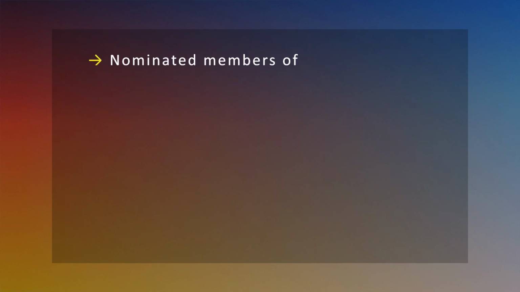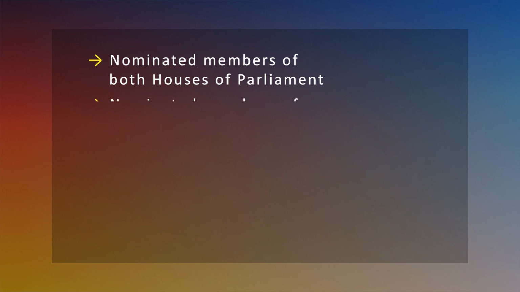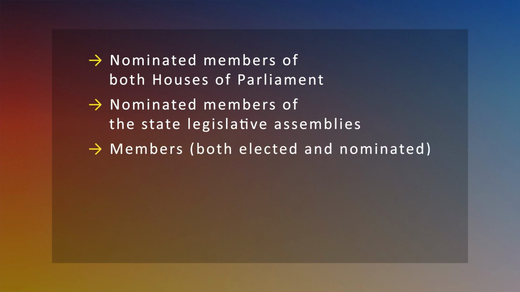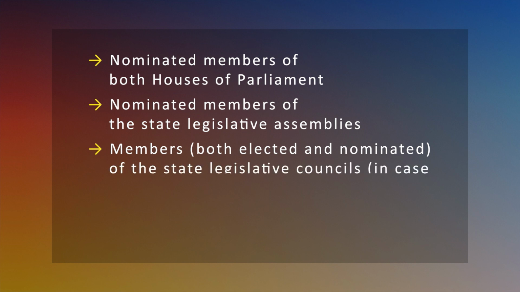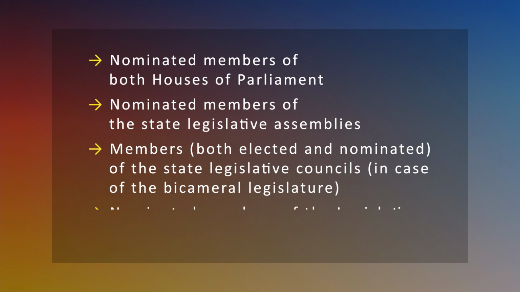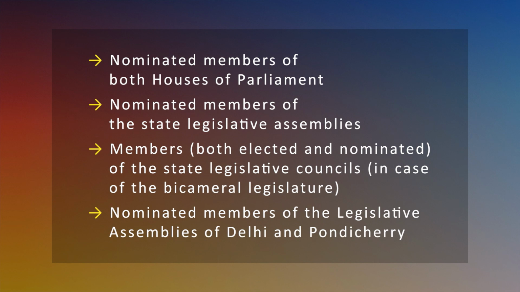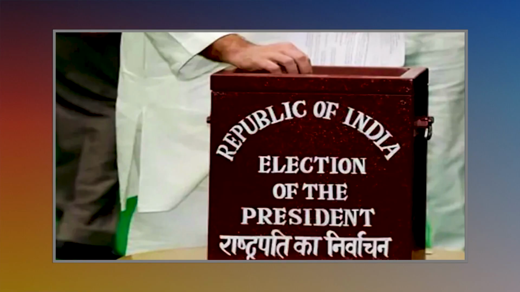Thus, the nominated members of both houses of parliament, the nominated members of the state legislative assemblies, the members, both elected and nominated, of the state legislative councils in case of bicameral legislature, and the nominated members of the legislative assemblies of Delhi and Pondicherry do not participate in the election of the President. Where an assembly is dissolved, the members cease to be qualified to vote in presidential election.